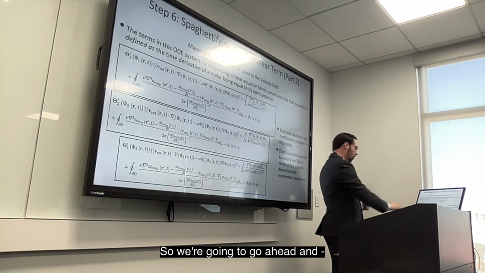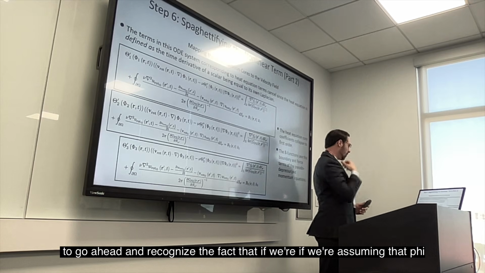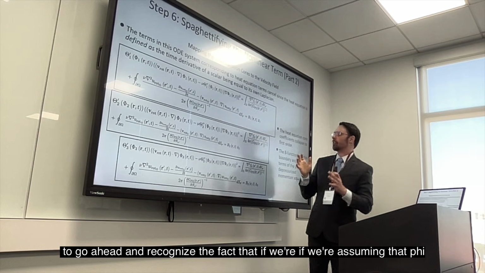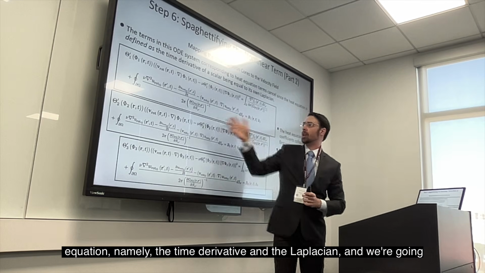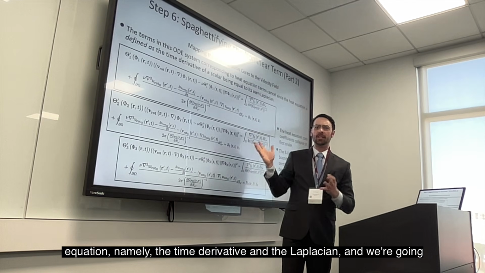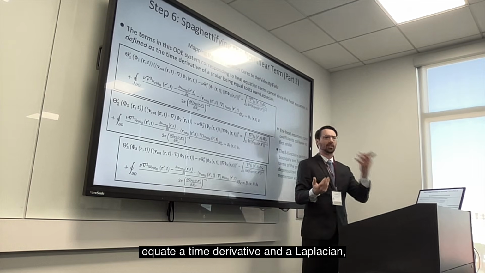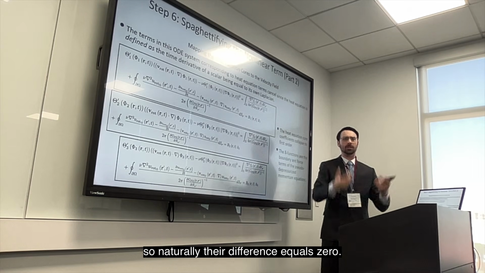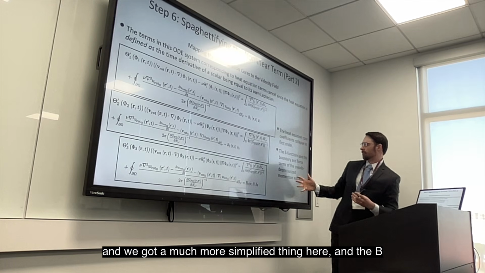So we're going to go ahead and recognize the fact that if we're assuming that phi is a heat equation, then we're going to look at the terms corresponding to heat equation, namely the time derivative and the Laplacian, and we're going to see that they cancel, because the whole point of a heat equation is to equate a time derivative and a Laplacian, so naturally the difference equals 0. So those zero out, those cancel, and we got a much more simplified thing here.